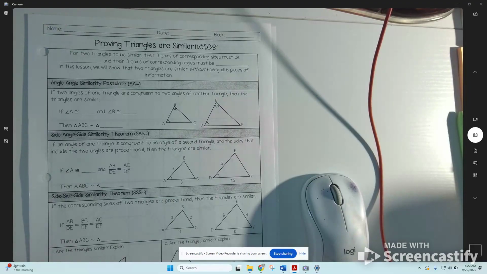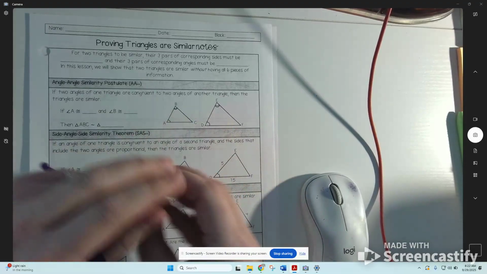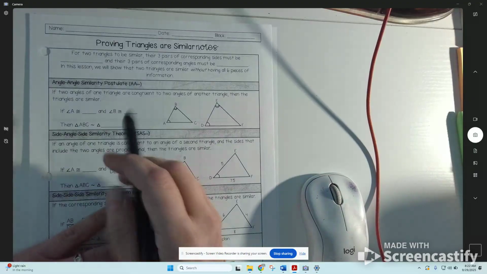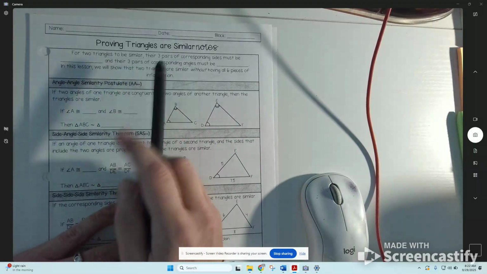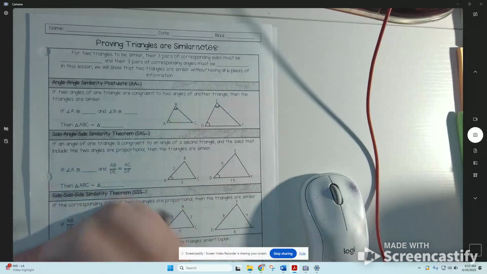So we talked on Monday about proving that triangles are congruent. This one is about proving that triangles are similar. And similar just means it's basically a copy of the same thing but maybe shrunk or enlarged, but the proportion is the same. So for two triangles to be similar, their three pairs of corresponding sides, so if we line up the sides, must be proportional. We'll talk about what that looks like.